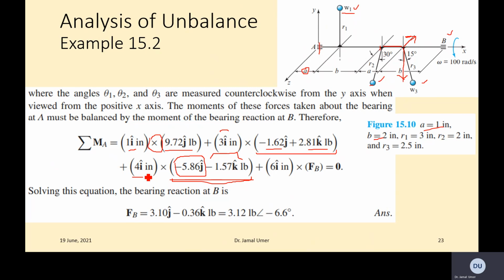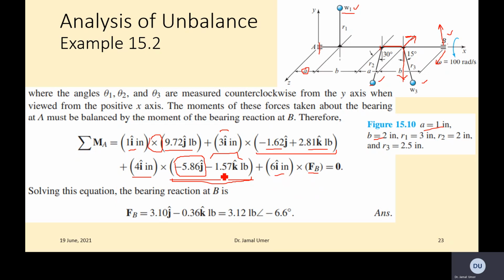So you have 4. And then the reaction force at B. This FB is unknown. We cannot show which direction it is. Is it this direction or this direction, or is it in the YZ plane? It's unknown, so that's why we just write FB. And the displacement is 6 inch, that's also in the I direction.